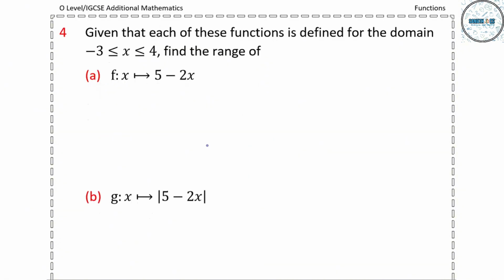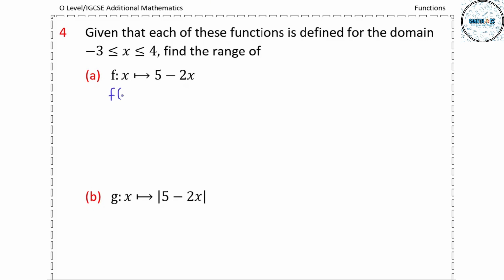Another question in which we have to find the range. Given that each of these functions is defined for the domain x is greater than or equal to minus 3 and less than or equal to 4, find the range of 5 minus 2x. So we will be taking the value of x as minus 3, the least value, and the greatest value to find out the range as it is a linear function.